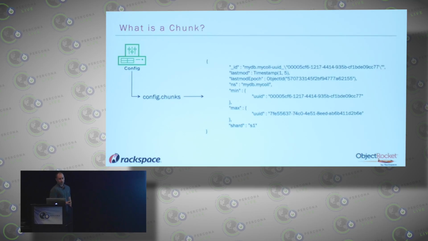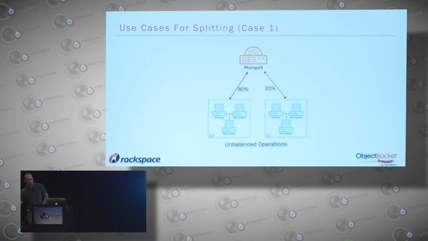Next, I'm going to discuss 3 use cases that require manual intervention for splits. The first use case is unbalanced operations, and in this case, we're going to focus on writes. What you see here is shard 1 is receiving 80% of what we're going to say update statements, and shard 2 is only receiving 20%.